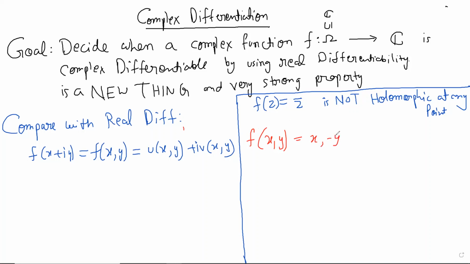X comma minus y. That's what this is, right? So the real part, the x comma y part, is just x, and the imaginary part is just minus y. This is where the problem already has started. The real part and the imaginary part are quite unrelated to each other, and this is the fundamental reason why this is not differentiable. But in any case, we know that it is not complex differentiable.